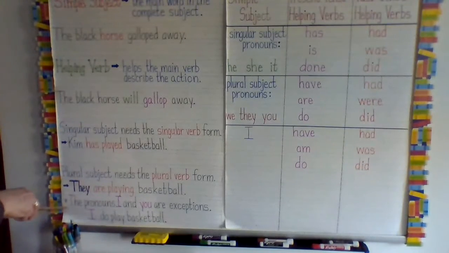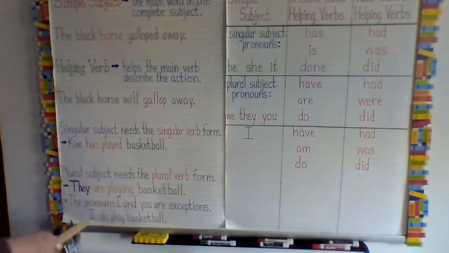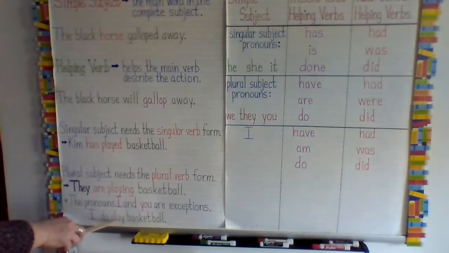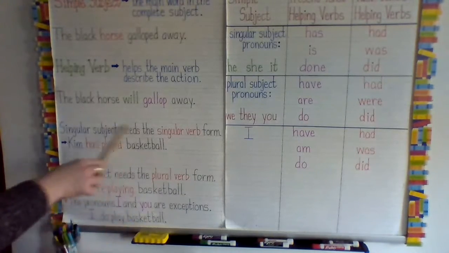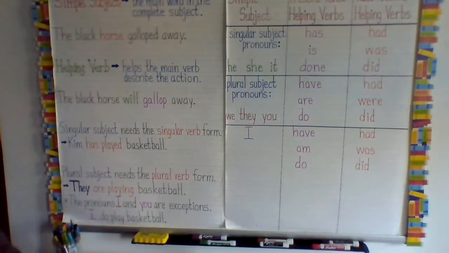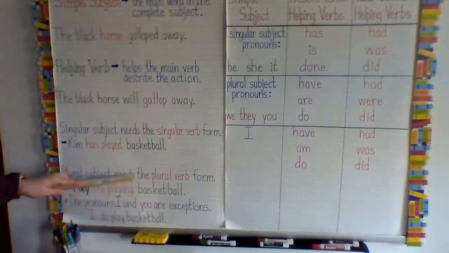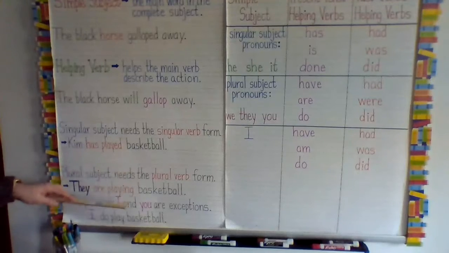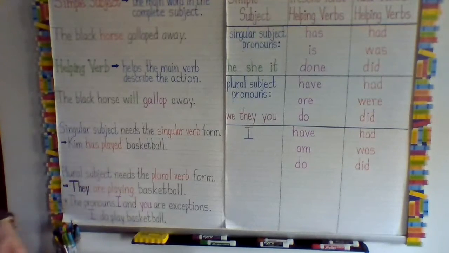And then I starred down here. The pronouns I and you are exceptions. For example, I do play basketball. These are all in your workbooks. If you're following along with me on page 85, I just broke it down a little bit differently for you so that you had some other examples, but there are more examples in your workbook.